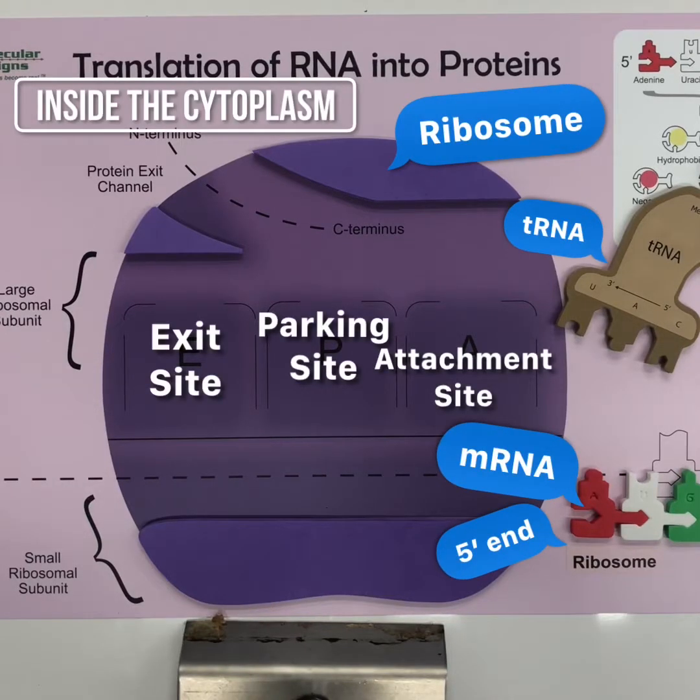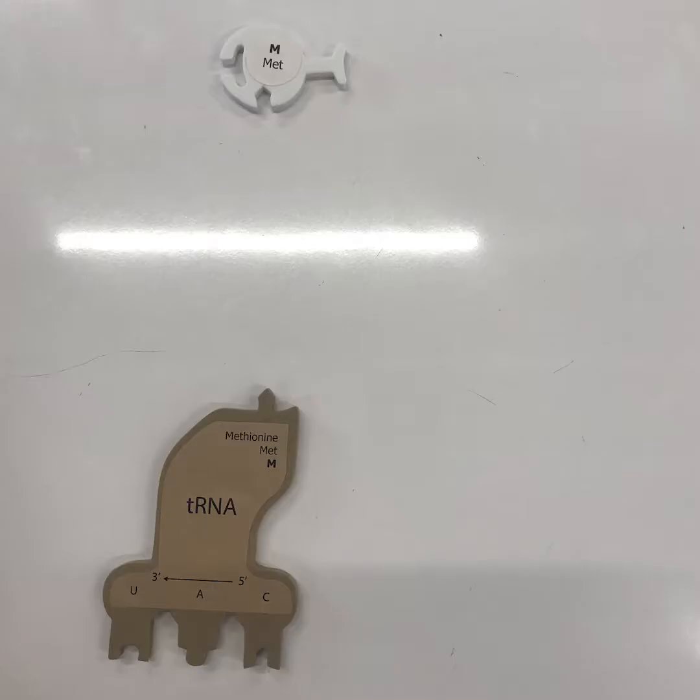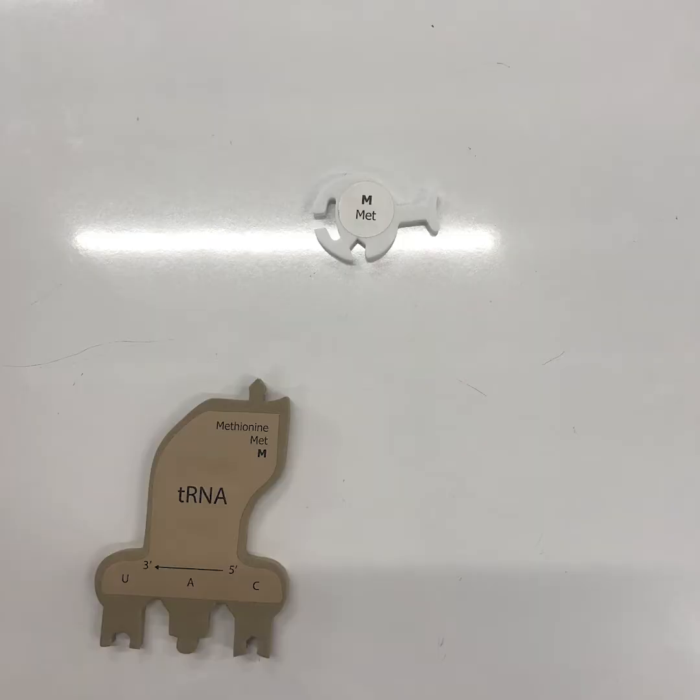After mRNA exits the nucleus, it enters the cytoplasm and binds to the small ribosomal subunit of a ribosome, where translation will take place within the cytoplasm. A tRNA, which stands for transfer RNA, molecule carrying the amino acid methionine will bind to the parking site of the ribosome and to the start codon of the mRNA sequence. In order for a bond to form between the amino acid and tRNA, a tRNA activating enzyme is used. This enzyme binds to both adenosine triphosphate, ATP, and a specific amino acid.